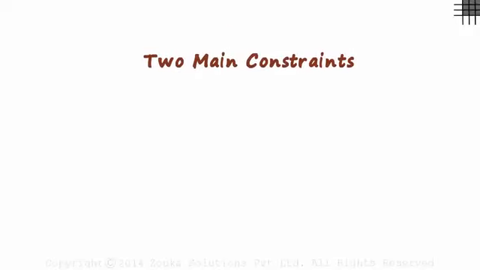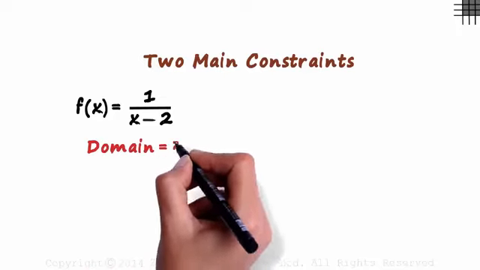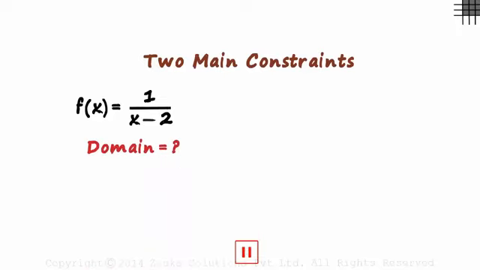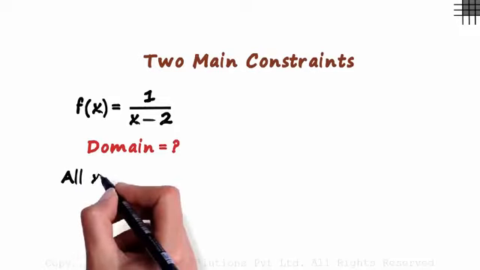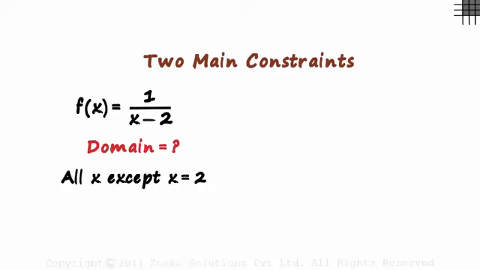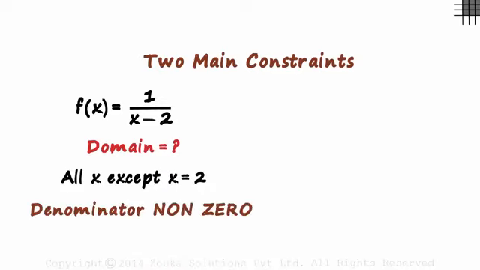To give you some good news, there are two main constraints that are very common in the exams. Look at this function. F of x is 1 over x minus 2. What is the domain of this function? Domain is the set of all possible input values. Can x take any value here? Yes, all but one value. The domain will be all x except x equal to 2. That's the first constraint. The denominator has to be non-zero, because if it is 0, then the function will be undefined.